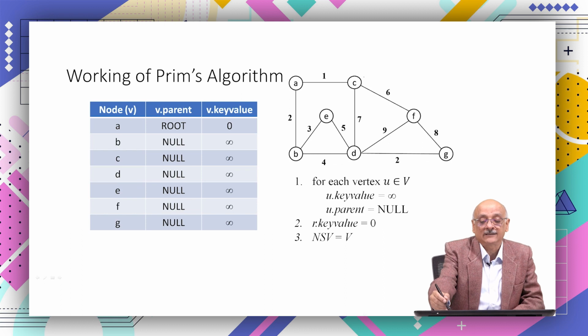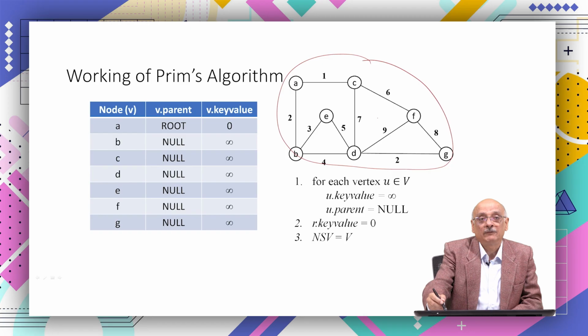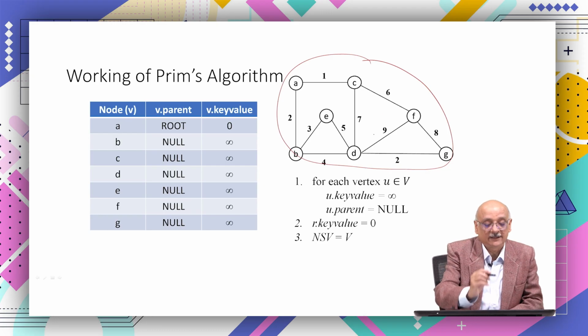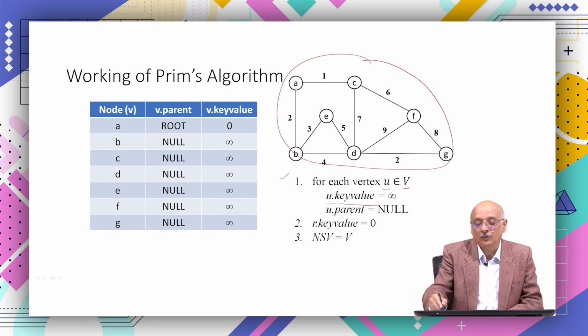Once again, we have selected the same example from the last session where we discussed Kruskal's algorithm. And we will be dealing with this particular algorithm in this way. So, how do we initialize? For every vertex U which is part of V, that is A, B, C, D, all these vertices till G, we have initialized the U dot key values to be infinite.